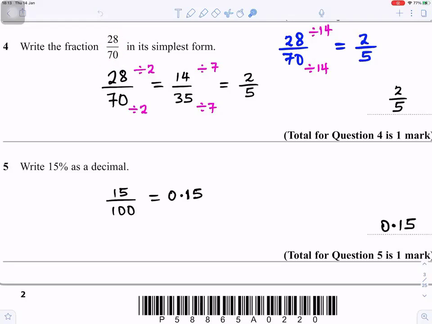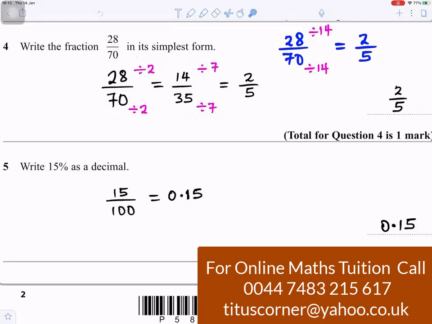Question number 4. Write the fraction 28 over 70 in its simplest form. We can divide, as it's an even number at the top and an even number at the bottom. So half of 28 is 14, half of 70 is 35. And you can divide: 14 divided by 7 is 2, and 35 divided by 7 is 5. It's 2 over 5. Or if you know your 14 times table, 28 divided by 14 is 2, and 70 divided by 14 is 5. So you go in one step to the answer, but here you go in 2 steps, 1, 2.